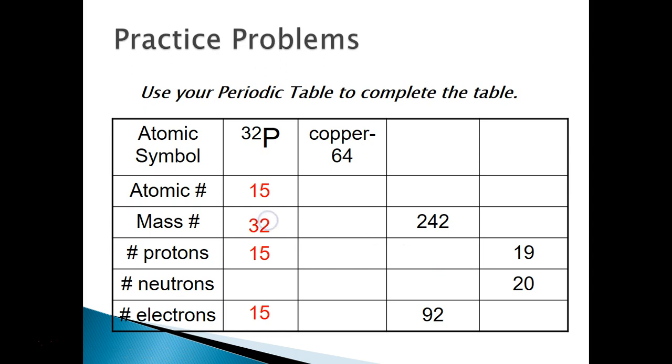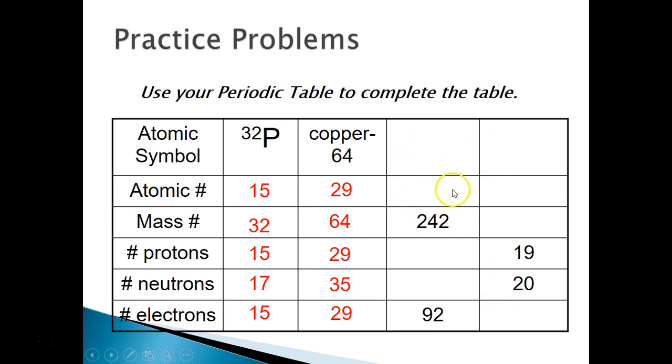Now the mass number is 32, so to get the number of neutrons, we're going to subtract 15 from 32, which gives us 17. Now, if you find copper on the periodic table, you'll see that it has an atomic number of 29. That means that copper has 29 protons and 29 electrons. Since the mass number given to us in the name of the isotope is 64, that means that there will be 64 minus 29, or 35 neutrons.